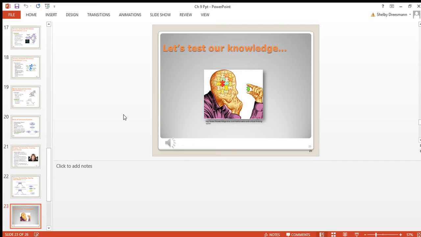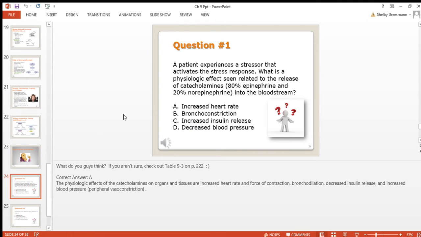Okay, so these are test your knowledge questions. You can go into them further. An example: a patient experiences stress, activates the stress response, and releases catecholamines. The answer is increased heart rate. An example of an adaptive coping response to stress is C, seeking social support.